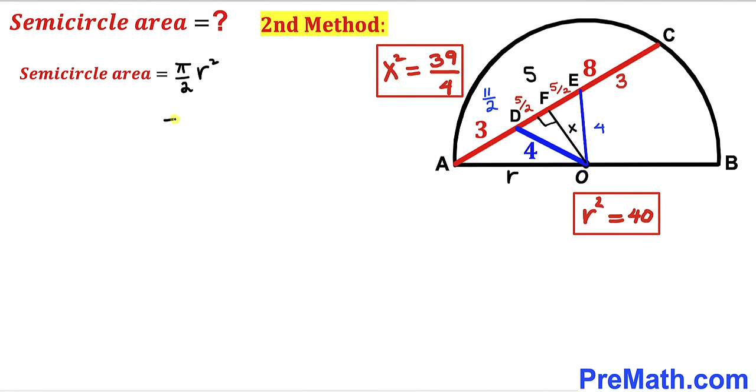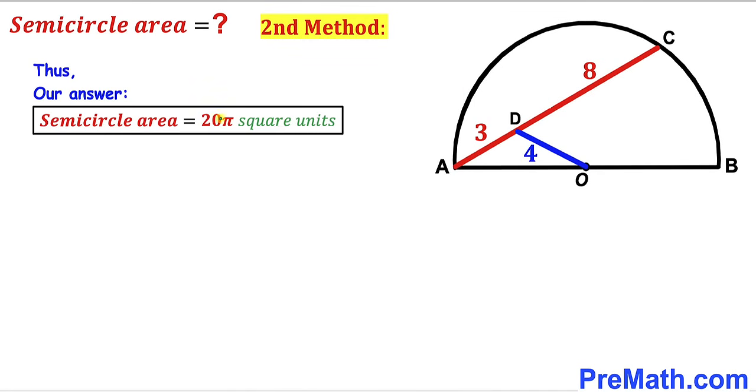So therefore we can write pi divided by 2 times 40, and that is going to give us 20 times pi square units, the area of this semicircle. So thus the area of this semicircle turns out to be 20 times pi square units by using the second method as well.